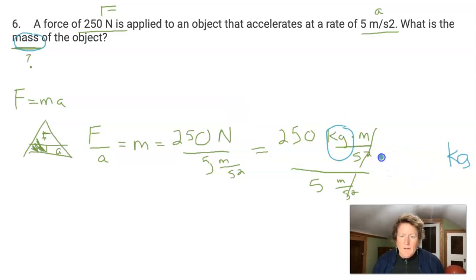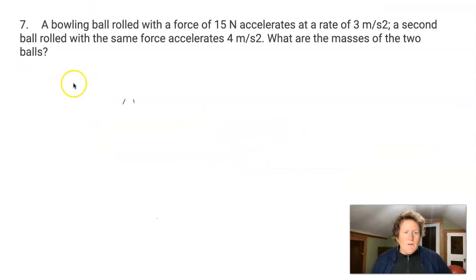250 divided by 5 equals the number of kilograms. Remember to show your work. Number 7 is also pretty straightforward. We have a force that we're given, and we're asked to find the mass. So it's similar to the last problem.